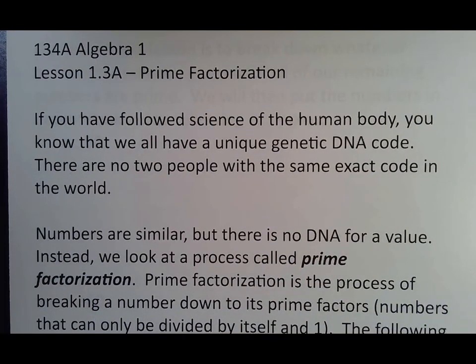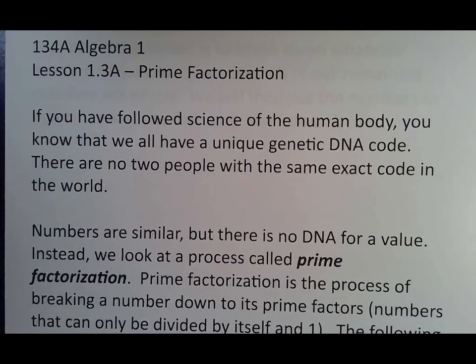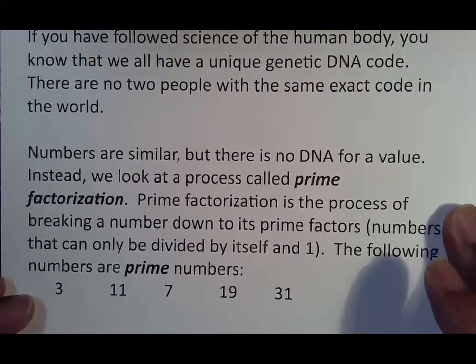So in lesson 1.3a, since we're done with 1.2 as of last week, we're talking about prime factorization. If you follow science of the human body, you know that we all have a unique genetic DNA code. We all have our own unique fingerprint. There are no people with the exact same code in the world. So again, those things are kind of crazy. Numbers are similar, but there is no DNA for a value.